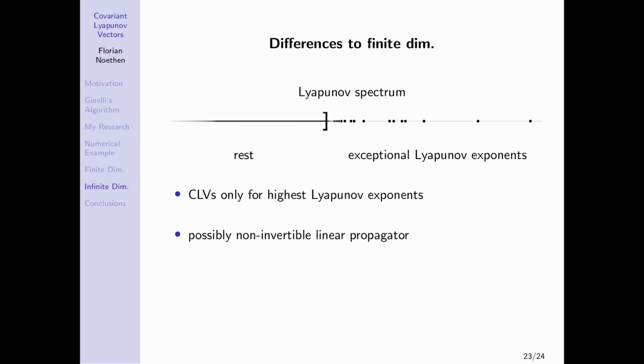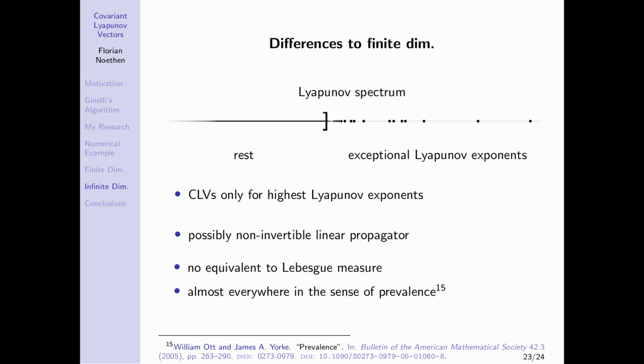The last point I would like to mention concerning the transition from finite to infinite dimensions was already in the statement of the theorem. There I said that Ginelli's algorithm converges for almost every initial condition. You might ask yourself, what does it mean for almost every? Well, in the finite dimensional case, this is clear because there we have the Lebesgue measure, and the statement of the theorem says that it converges for almost every initial condition with respect to the Lebesgue measure. In infinite dimensions, however, we don't have an equivalent of the Lebesgue measure. There I use the notion of prevalence, which generalizes the concept of Lebesgue almost everywhere to infinite dimensions. It doesn't give us a new Lebesgue measure, it only generalizes the notion of Lebesgue almost everywhere.